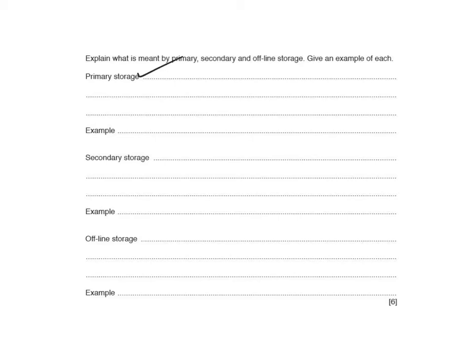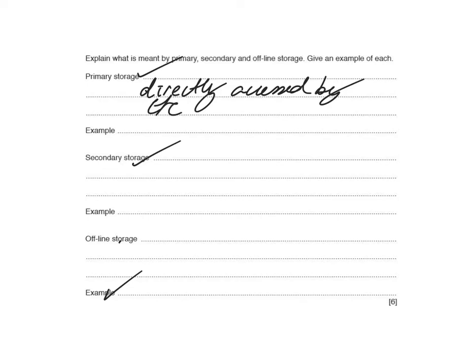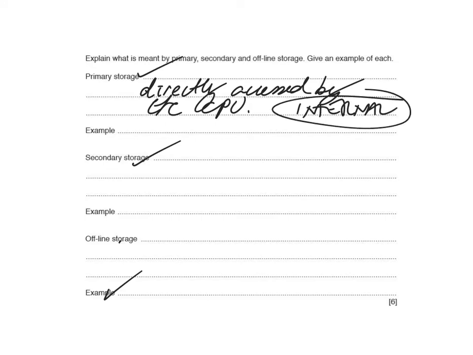So examples of each, we just did the examples, so let's go over the descriptions. So it's directly accessed by the CPU. So that's internal, and that's where we have all the registers when we look at the fetch execute cycle. Another thing, you could say that that's the main memory. Just putting all the things we know in.